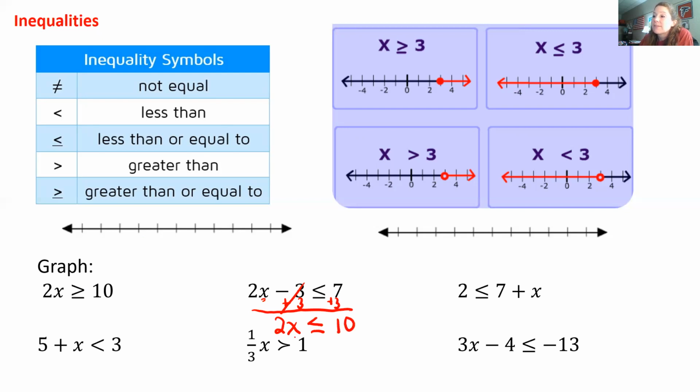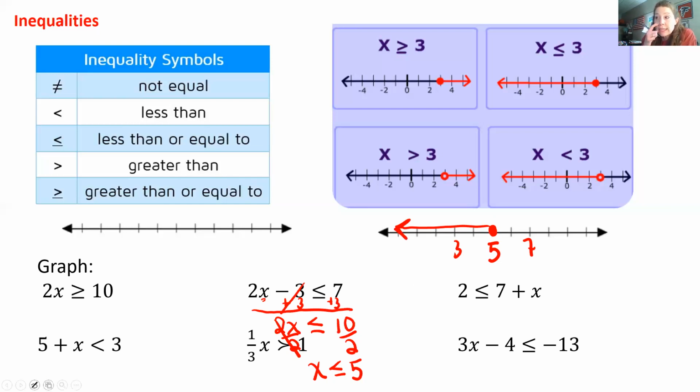So now the opposite of times 2 is divided by 2, divided by 2. X is less than or equal to 5. Here's 5 on my number line. It's a closed circle because of this or equal to sign, and my arrow points to the left. So that's the third one.